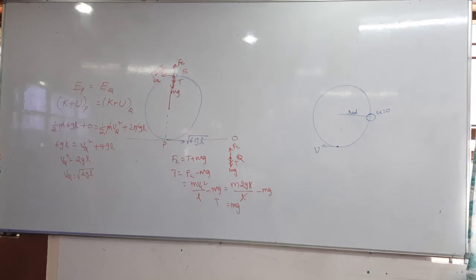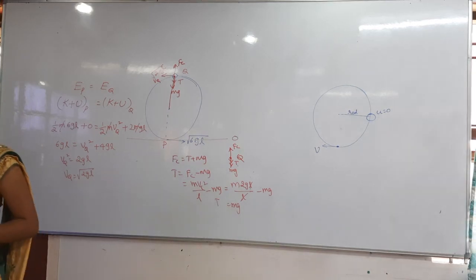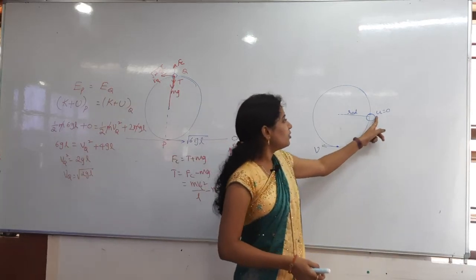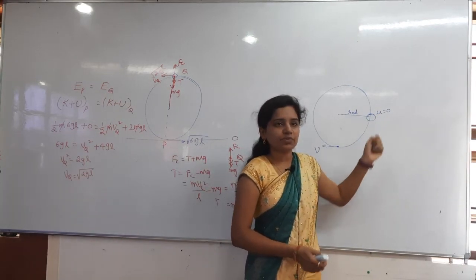Tension is 2 mg or 3 mg? 3 mg is the tension, and how much velocity did you get? Root 2gL. I'll explain that. How many of you got that answer? Yes, root 2gL, and then tension is 3 mg. Very good. So here what I am doing is just releasing the system.